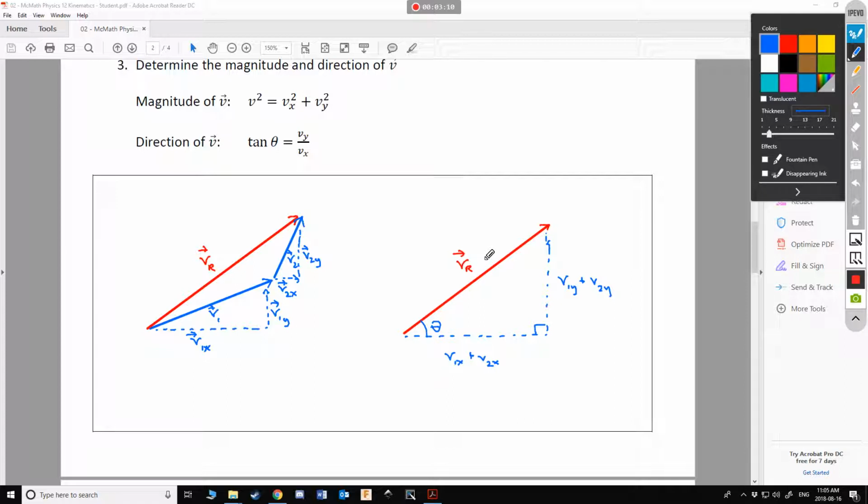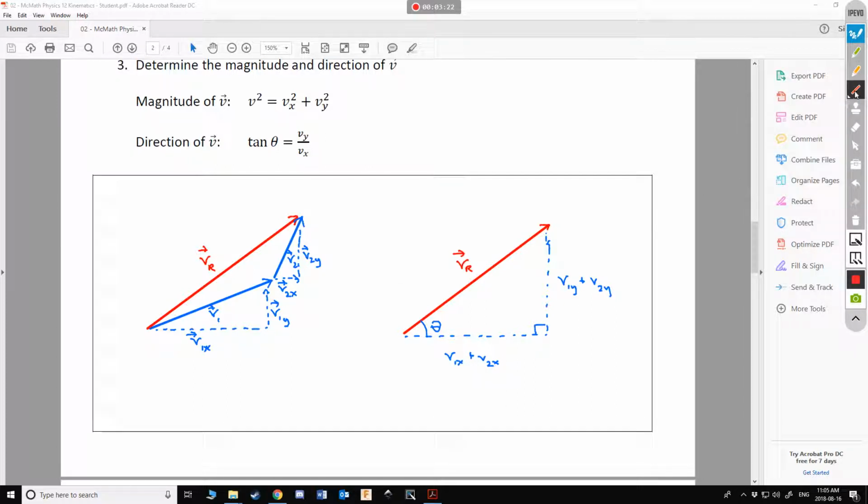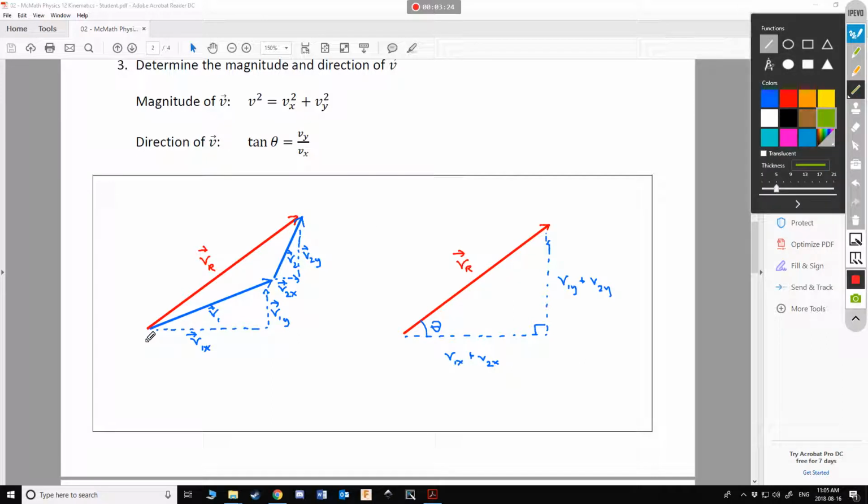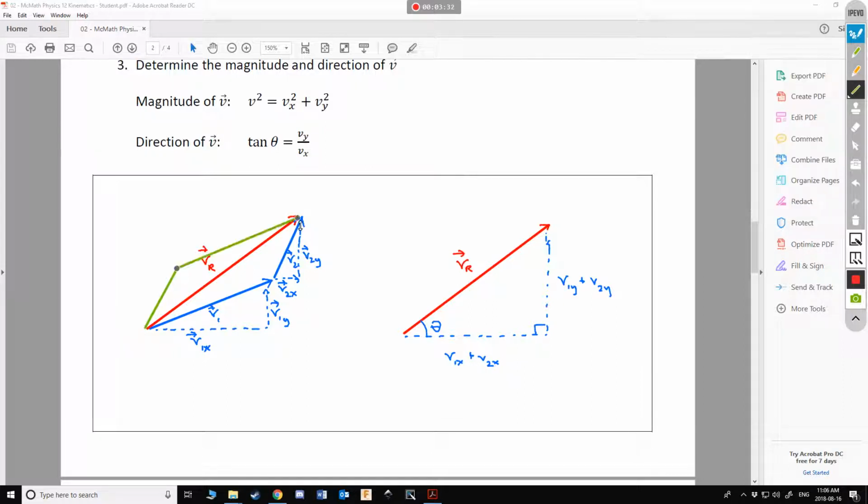Another cool thing about vectors is that order does not matter when adding two vectors together. Notice in this case, I did v1 plus v2. The question is, what would happen if I did v2 plus v1? Let's draw it in green. If I started with v2 right here, v2 was 1.5. And if I then were to add v1, it gets the same final destination. So v1 plus v2 is the same as v2 plus v1.